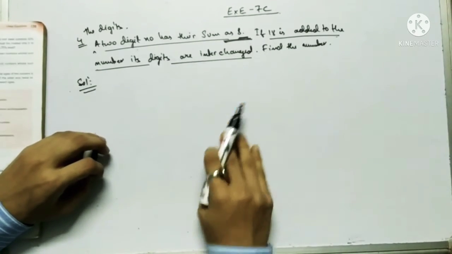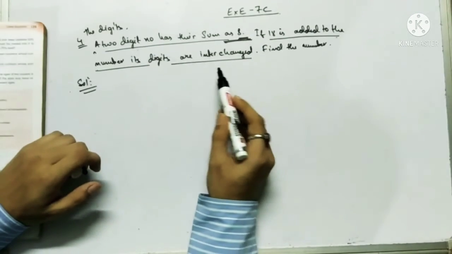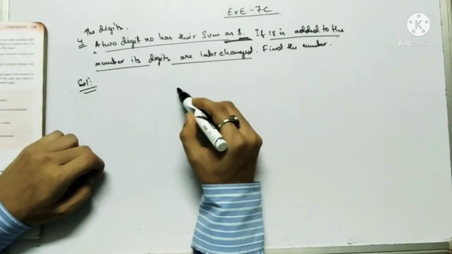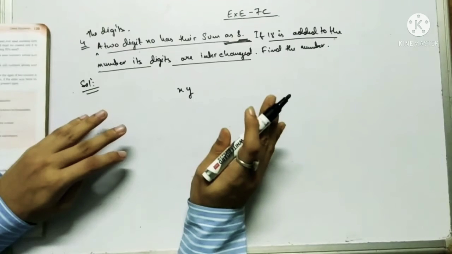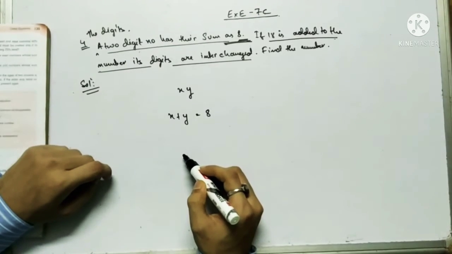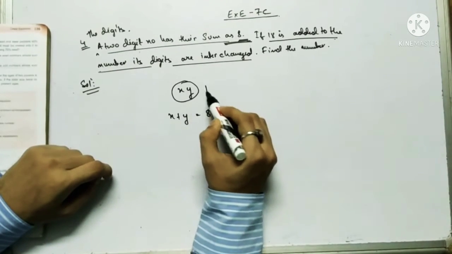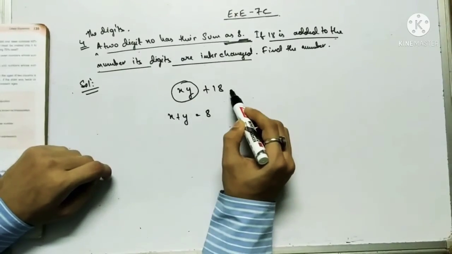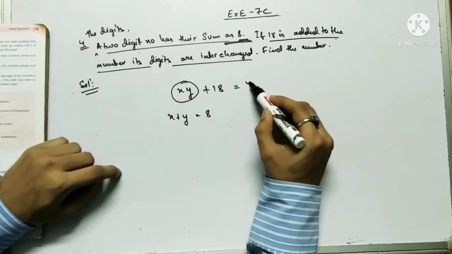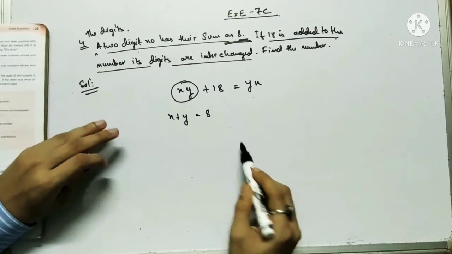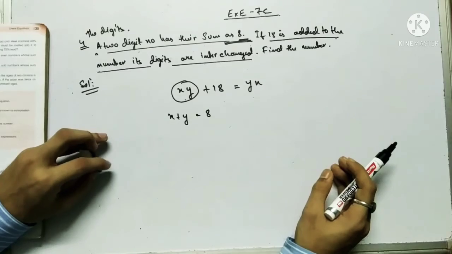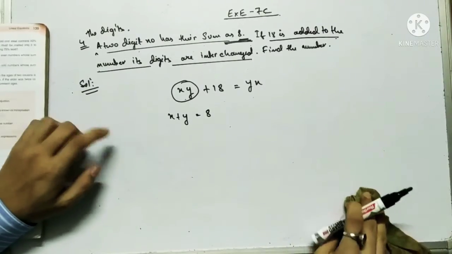Okay, that means it is a two-digit number. For example, let's say xy. Understand? It is given that x plus y equals 8. And with this two-digit number, if you add 18, then its digits are interchanged. That means xy plus 18, you will get yx. If 18 is added to the two-digit number, its digits are interchanged. That's all it is saying, nothing else here.